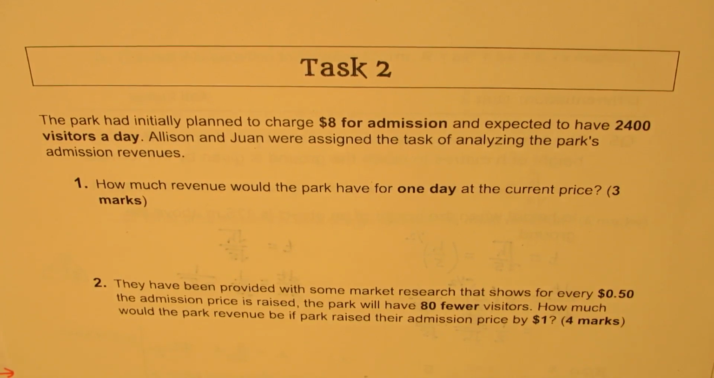So with this we come to task 2, which is the park had initially planned to charge $8 for admission and expected to have 2,400 visitors a day. Allison and Vaughn were assigned the task of analyzing the park's admission revenues. How much revenue would the park have for one day at the current price? Okay, this is 3 marks.